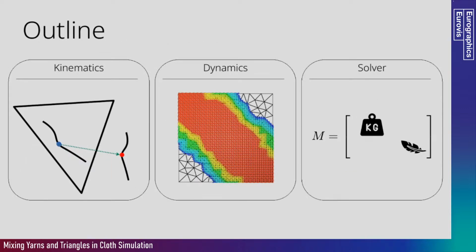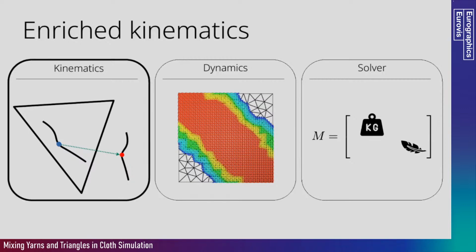Our work is divided into three main technical contributions. First, we propose a kinematic representation that enriches a triangle mesh with local yarn-level details. Second, we derive a smooth blending of triangle-based and yarn-based mechanics equations. And third, we present an efficient solver for the resulting system of equations. In the following section, I will explain the mixed kinematics to represent cloth simulation in hybrid regions.